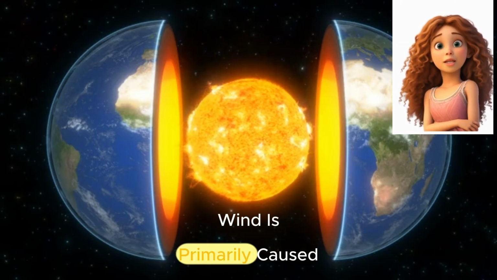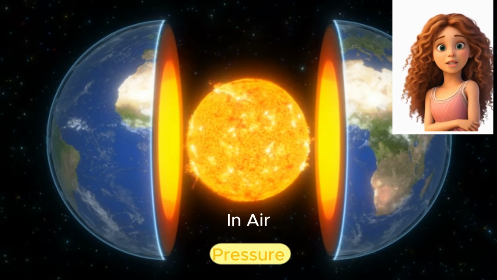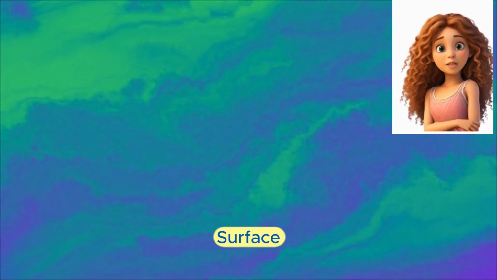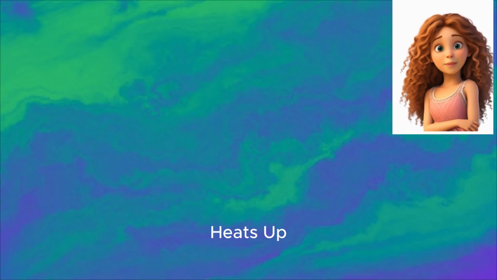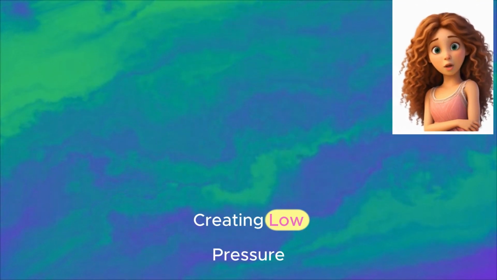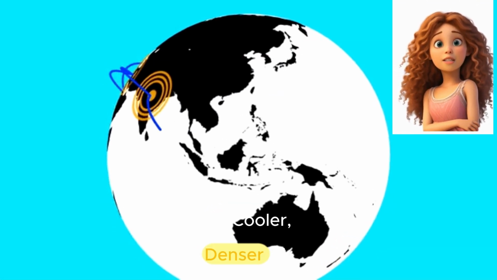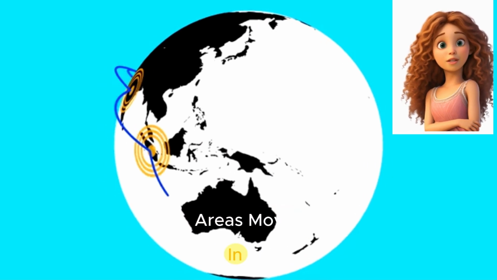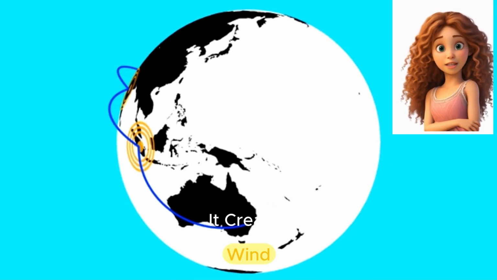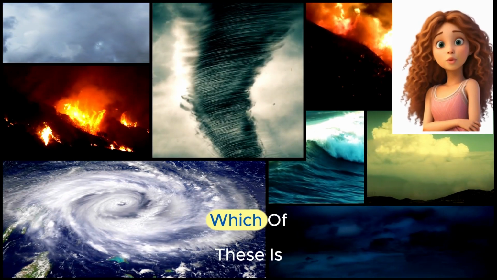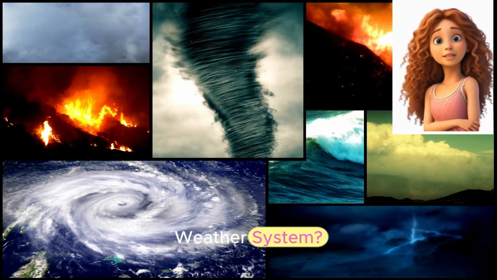Wind is primarily caused by differences in air pressure. When the sun heats the Earth's surface, the air above it heats up and expands, creating low pressure. As cooler, denser air from surrounding areas moves in to replace it, it creates wind. Question number 9. Which of these is a tropical weather system?